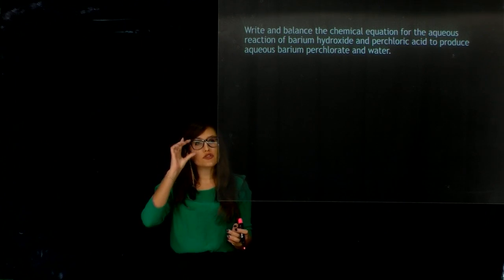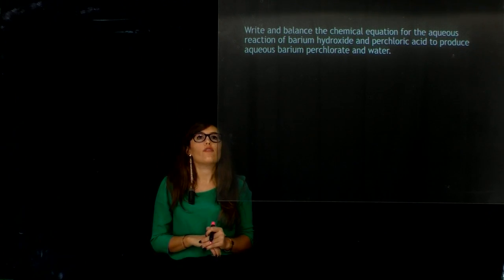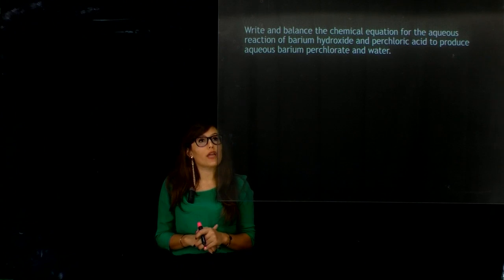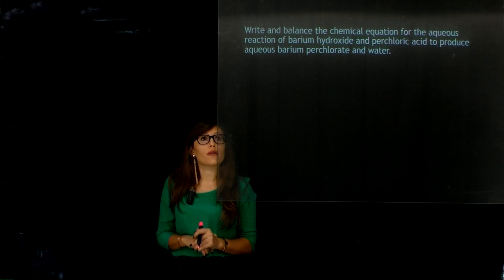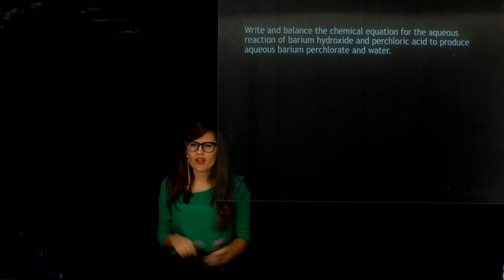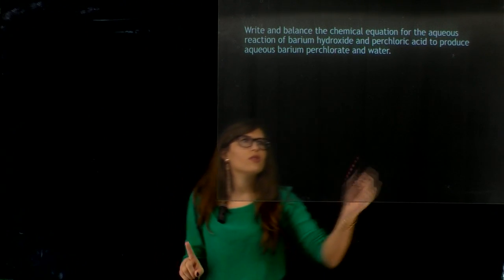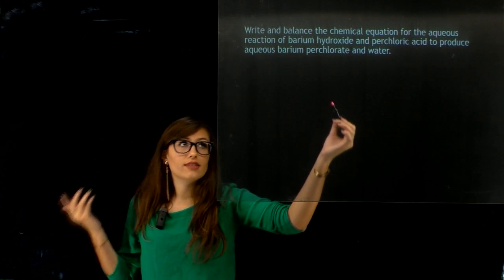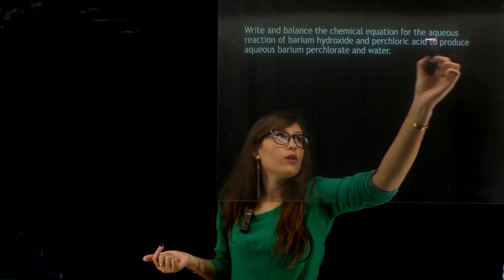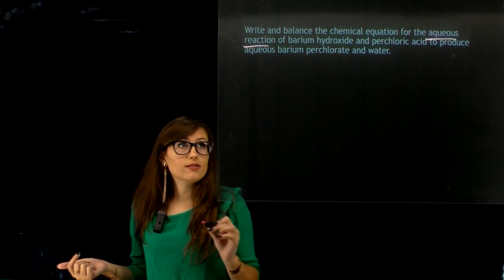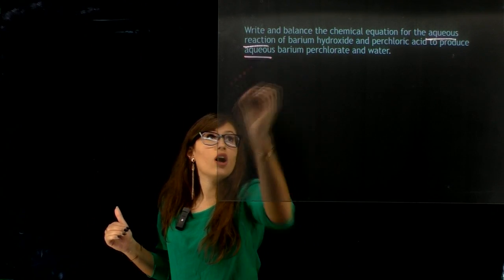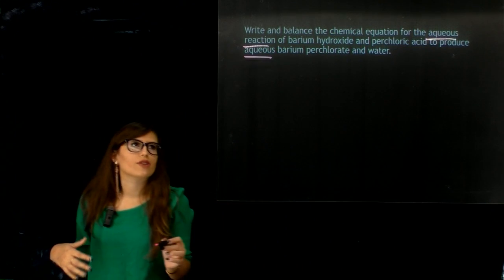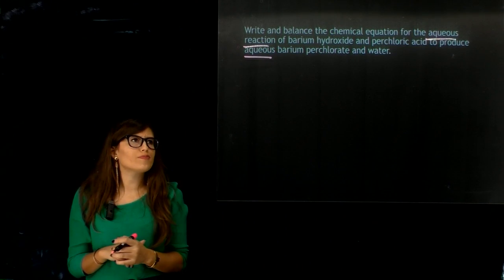The following question states: write and balance the chemical equation for the aqueous reaction of barium hydroxide and perchloric acid to produce aqueous barium perchlorate in water. So a number of key terms. First off, writing and balancing a chemical equation, they're saying our reactants are aqueous, and what we're producing is also aqueous, and we're producing water. So let's go ahead and write this out.